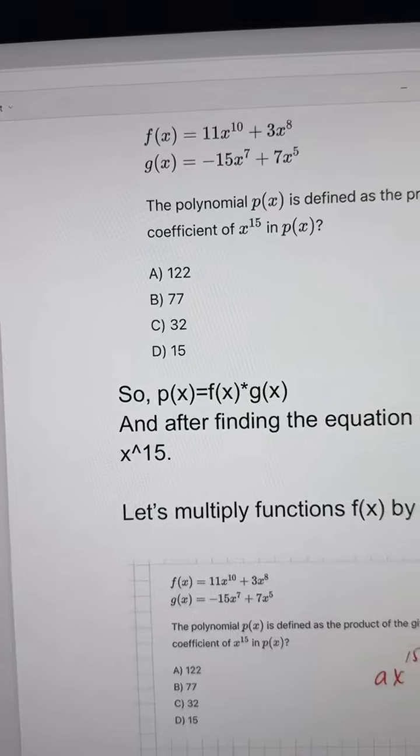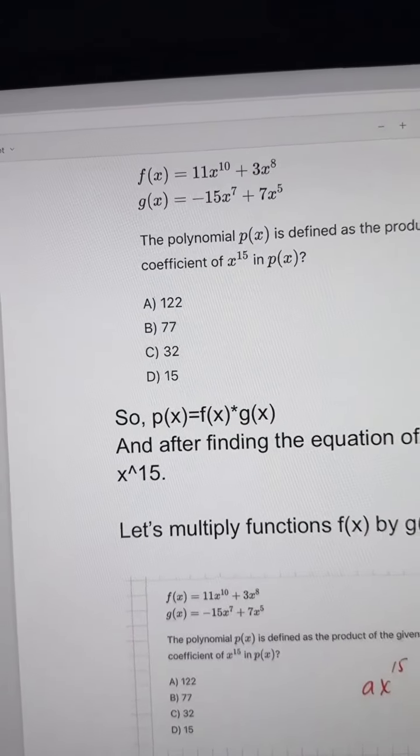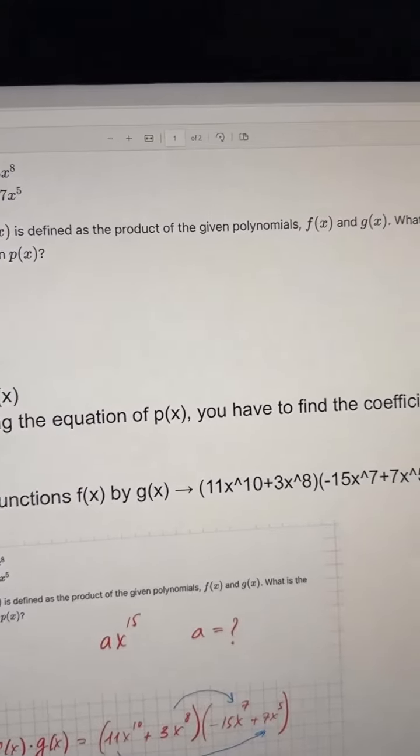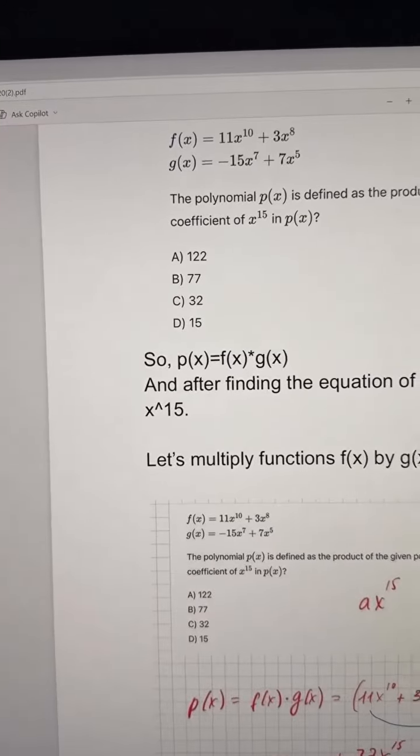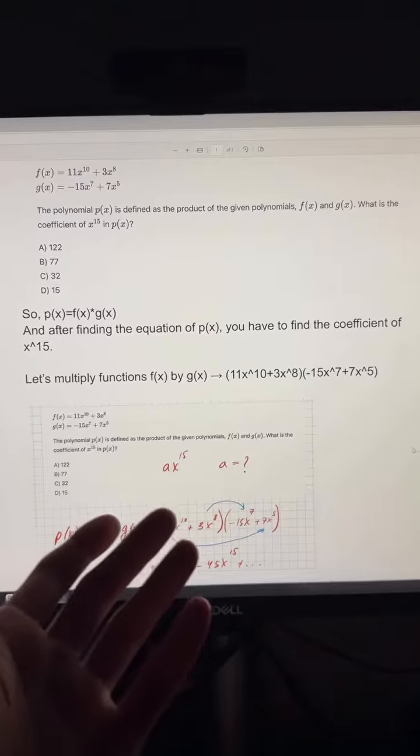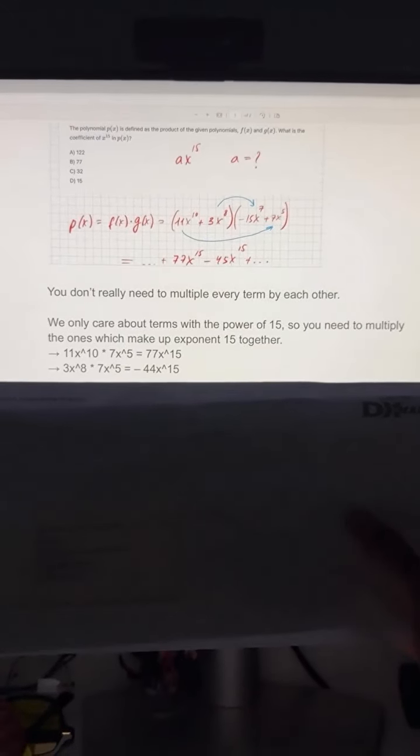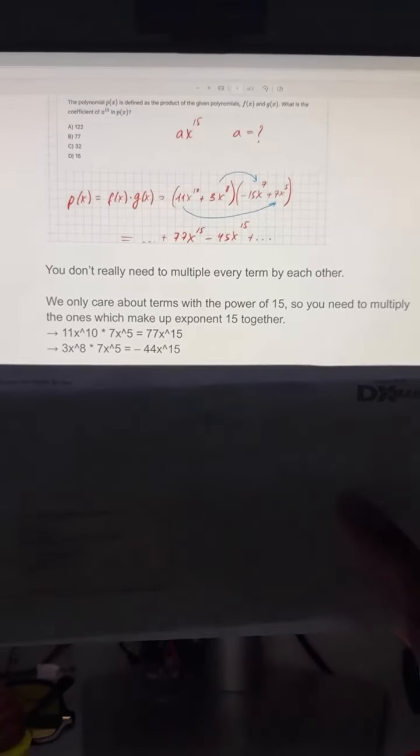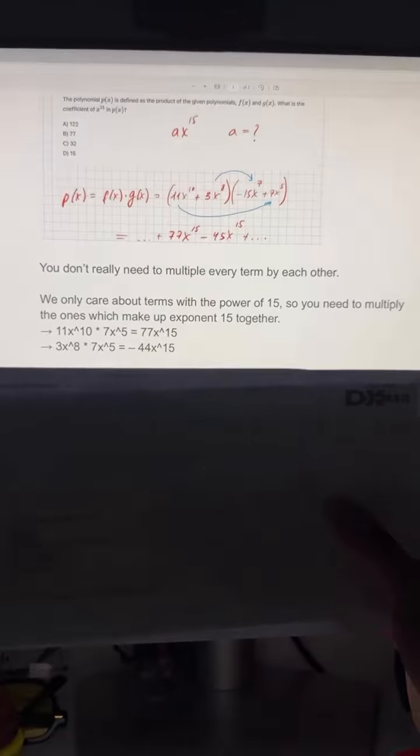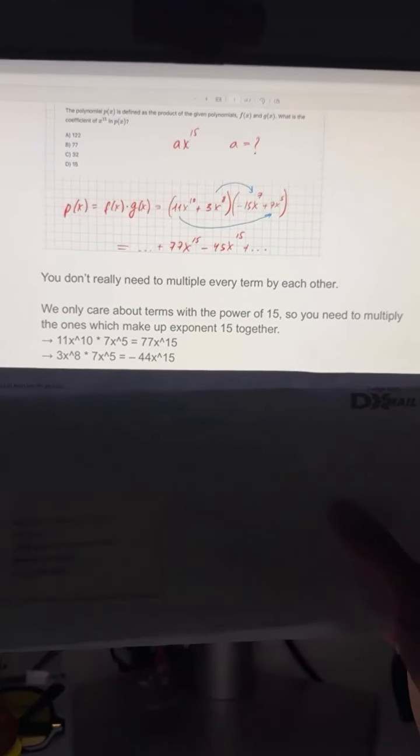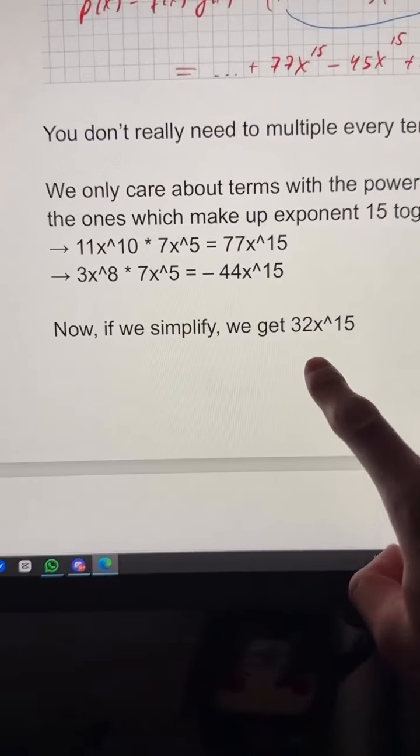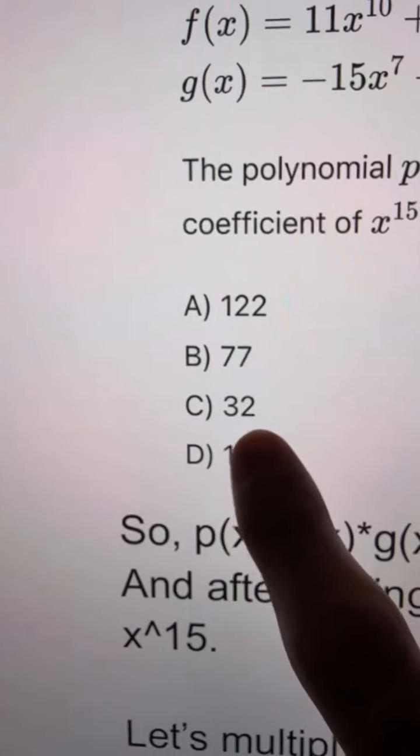So basically, p of x equals f of x times g of x, and after finding the equation of p of x, you have to find the coefficient of x to the power 15. So let's multiply functions f of x by g of x, and we get this. So here's one thing to remember. You don't really need to multiply every term by each other. We only care about terms with the power 15, so you need to multiply the ones which make up exponent 15 together. Now, if we simplify this, we get 32x to the power 15, which leads us to the answer C.